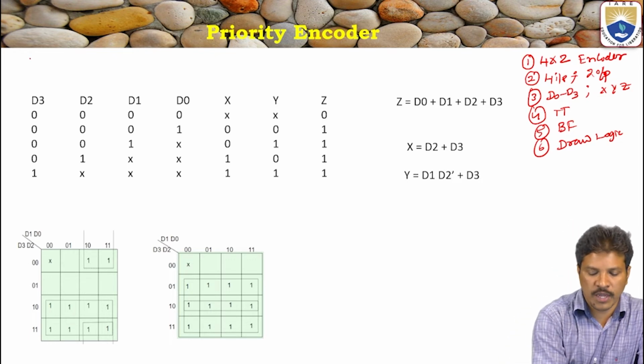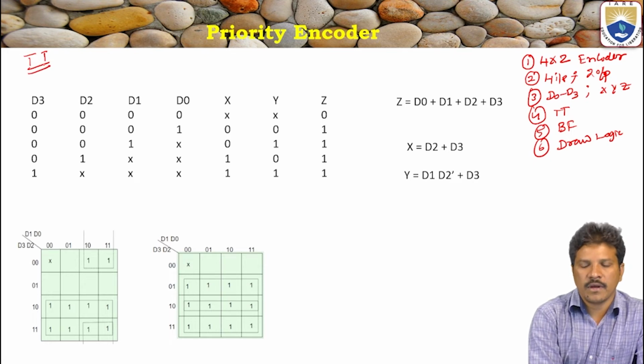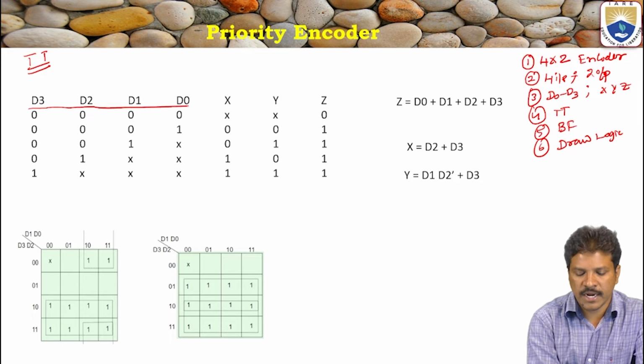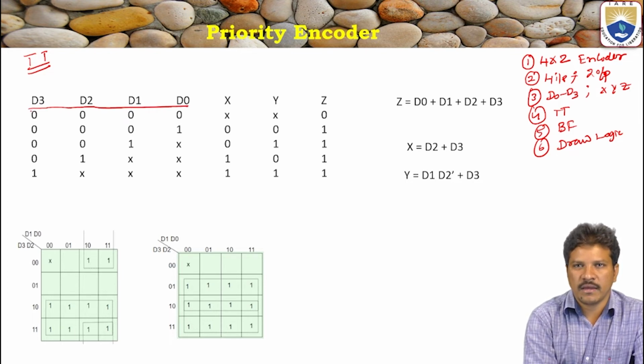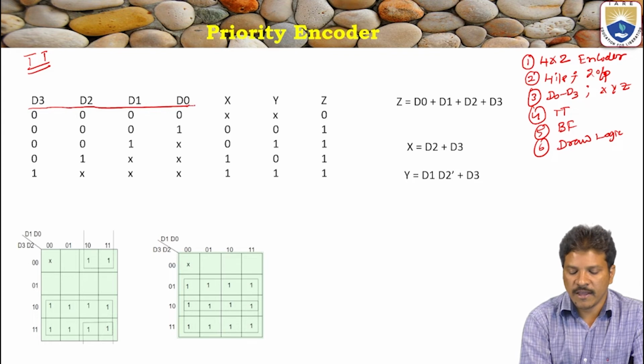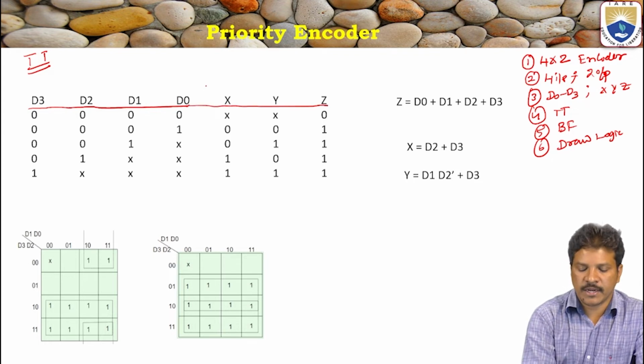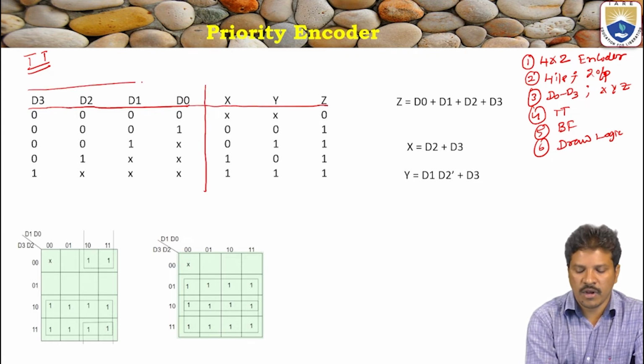Then the truth table. Coming to the truth table, this is the truth table for the priority encoder. According to the encoder, it has 4 inputs. D3 is the MSB, and D2, D1, D0 are toward the LSB. X, Y, Z are the outputs. A truth table is a table which gives the relation between input and output.